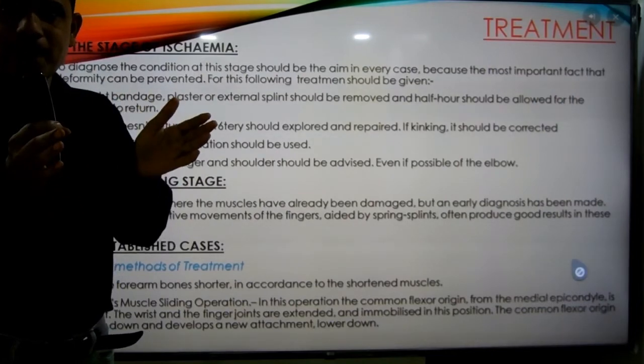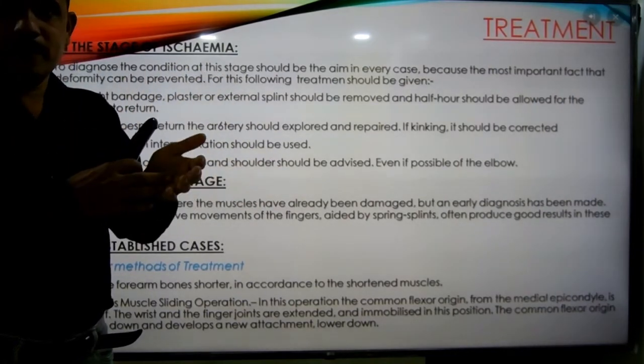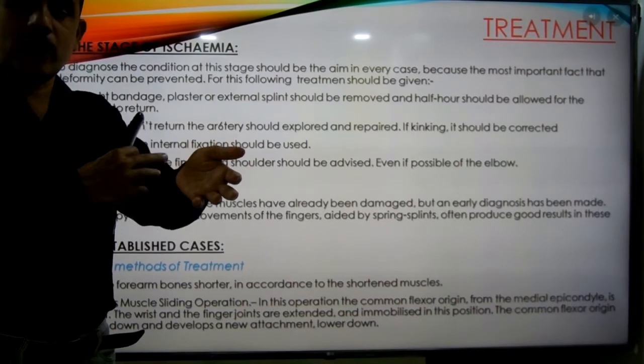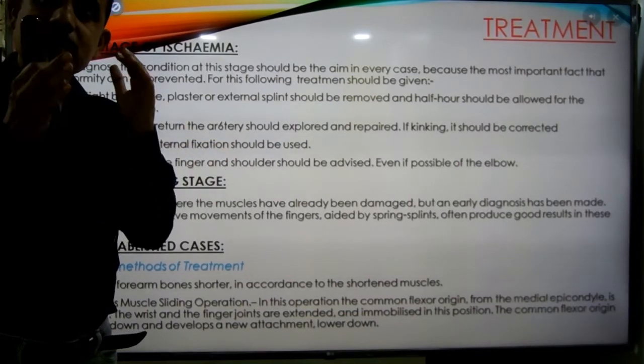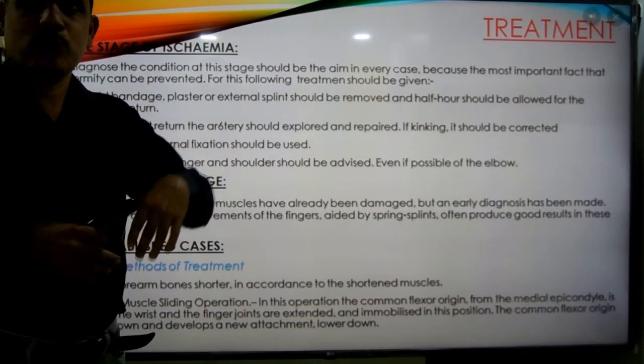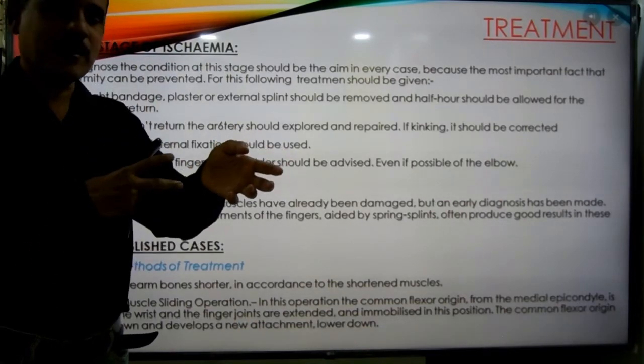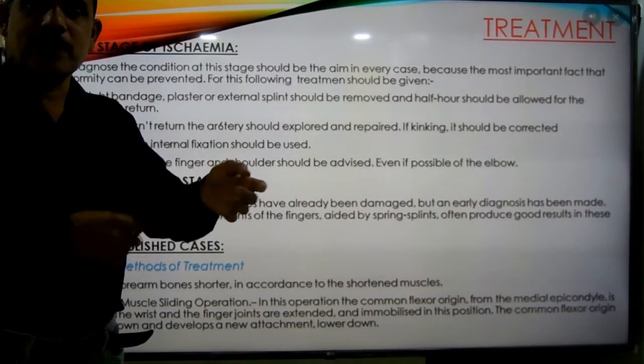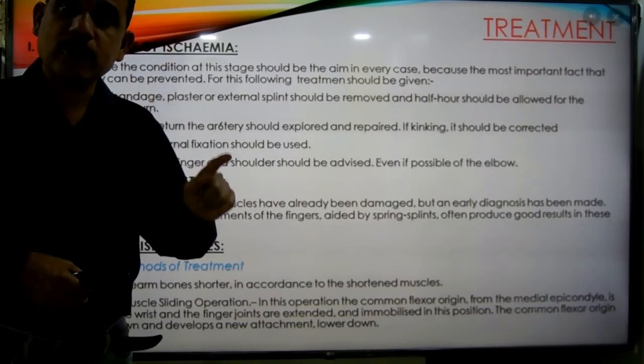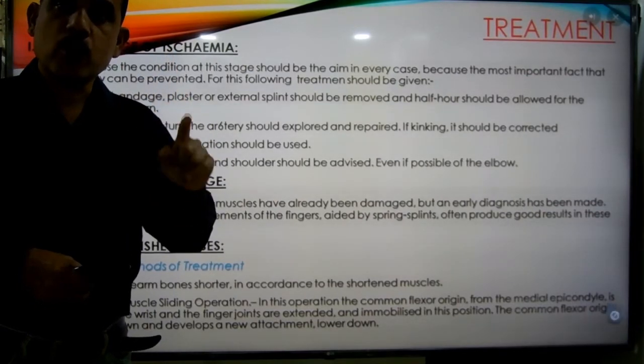By surgery, opening the site and making the bone shorter as much as the muscles have become shorter. But this is the oldest method. Nowadays this method is not commonly used. The bone has to be cut and its length reduced as per the length of the muscle which has been contracted.